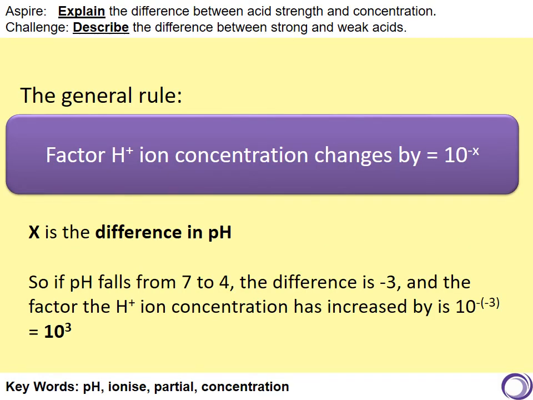So as a general rule then, the factor of hydrogen ion concentration changes by 10 to the minus x if x is the difference in pH. So if the pH falls from 7 to 4, the difference is minus 3. And if we look at that mathematically then, the factor of hydrogen ion concentration has increased by 10 to the minus minus 3. Minus times the minus is a plus, so it's changed by a factor of 10 to the power of 3.